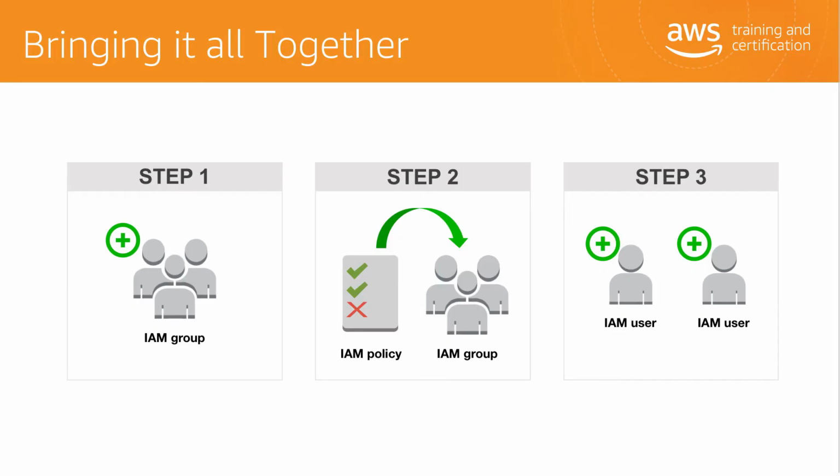Getting started with IAM is very straightforward. Let's say your company has several departments that will be managing AWS services. The first step is to create an IAM group for each department. Using groups is highly recommended and the most efficient way to manage your users. The next step is to create a policy and assign it to the group. Any users added to this group will inherit those permissions. The final step is to create IAM users for each person in each department and add them to their respective groups.